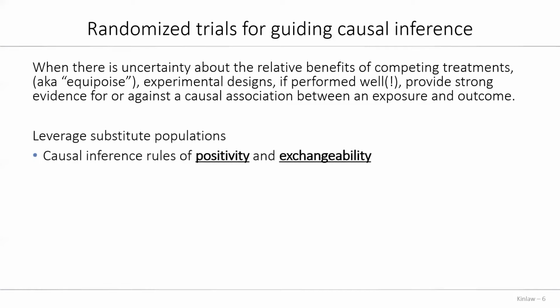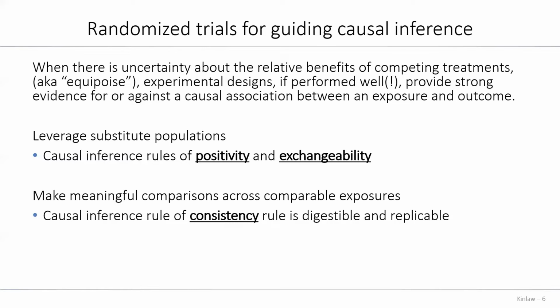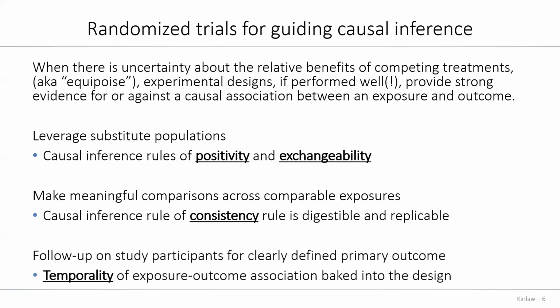Why are randomized trials so useful? They do this thing that we talked about last time. They do a really good job of identifying and leveraging a substitute population. This helps us adhere to the causal inference rules of positivity and exchangeability. They also enable us to make meaningful comparisons across exposure groups that we really think are comparable to each other. They encourage us to lay out exactly what we plan on doing in our intervention, how we plan to intervene on patients, and this helps us stick to the consistency rule of causal inference.